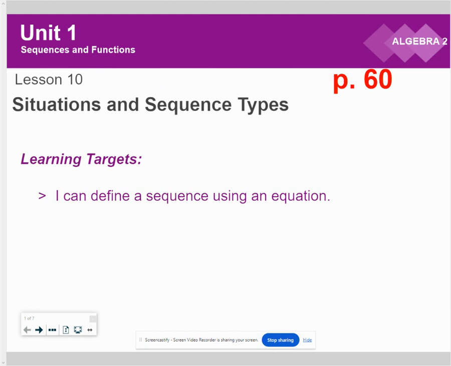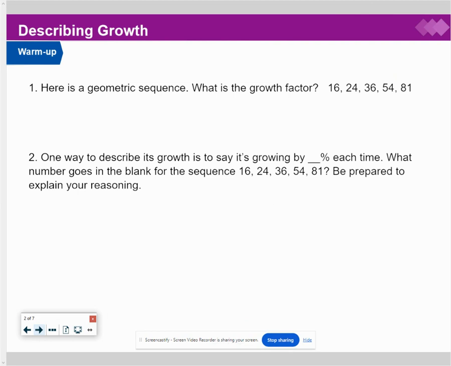Today we're looking at lesson 10, talking about situations and sequence types. So on the top of page 60, we've got a list of numbers in a sequence, and it says that it's a geometric sequence. I want to know what the growth factor is. Usually we call the number that we've been using a growth rate. A growth factor is a little bit different.